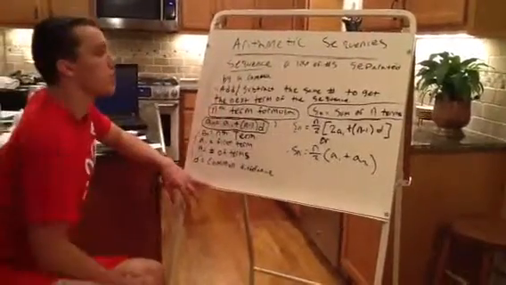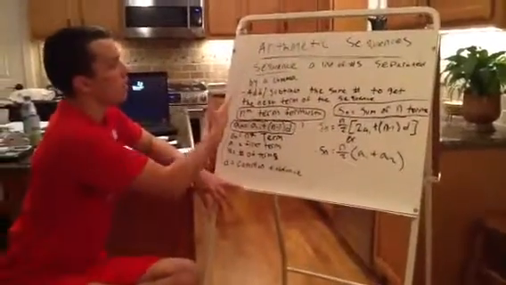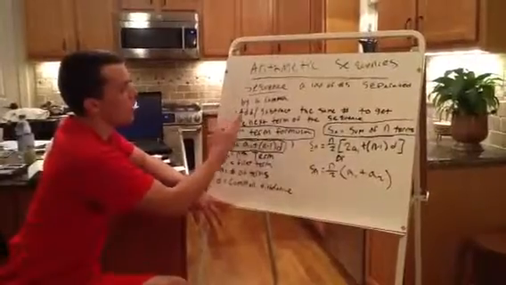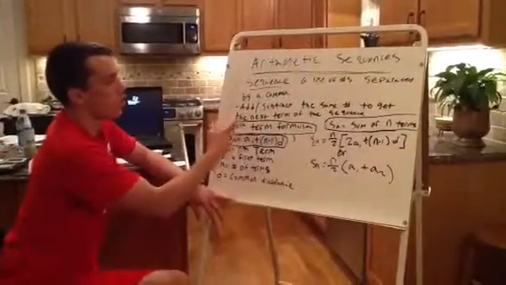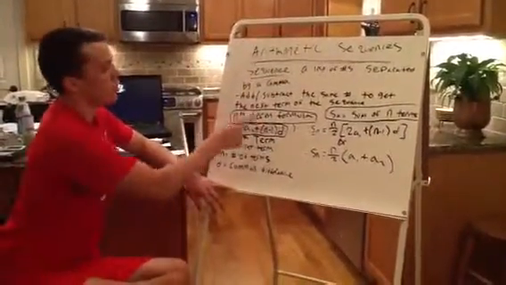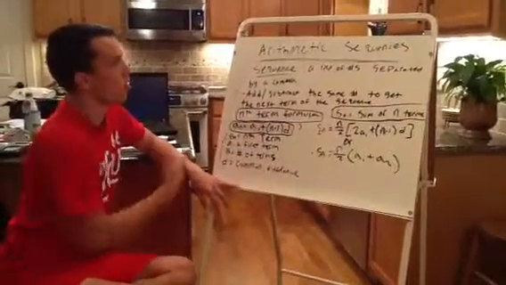A sequence is a list of numbers separated by commas. Specific to arithmetic sequences, you add or subtract the same number to get the next term of the sequence. So there are two formulas that you need to use for the arithmetic sequences.